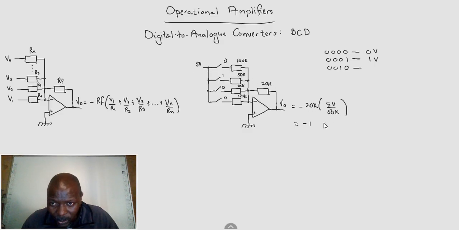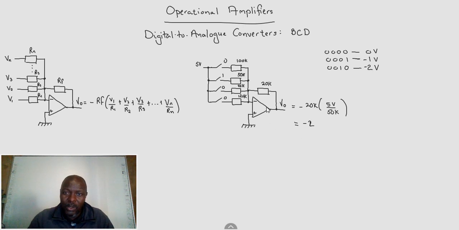Our feedback is 20. What do we have now? We have 20 times 5 is still 100. That's 100K divided by 50K. The K for K, 100 divided by 50 is 2. So we've gone up by 1 step. We've gone to 2 volts. Oh, it's minus. It's negative, by the way. Why? Inverting amplifier.